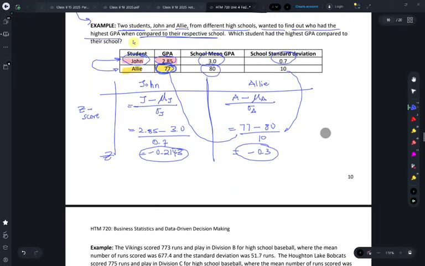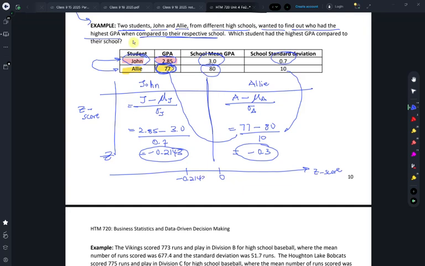Well, these two scores are pulled onto the same scale of z-scores. And so if I have 0 in the middle, negative 0.2143 is here, and negative 0.3 is somewhere here. It appears that this value, negative 0.2143, is closer to what? 0. And you might notice that as far as GPA is concerned, higher is better. And since higher is better, the person with a higher GPA is doing better. And that would be John in this case.